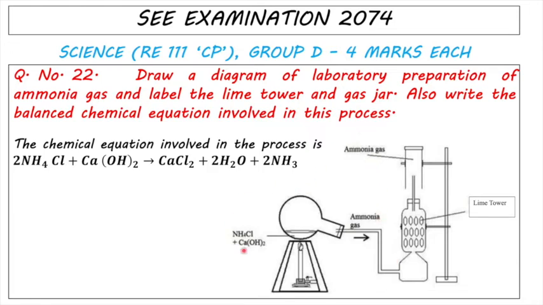Before moving on to the actual diagram itself and labeling, let's talk about the chemical equation involved in this process. Any chemical equation requires two things: reactants and products, separated by this arrow over here. It shows which side is the reactant and which side is the product. The reactants for this preparation are ammonium chloride and calcium hydroxide, and the products for this reaction are calcium chloride, water, and ammonia gas. Any chemical equation must always be balanced.